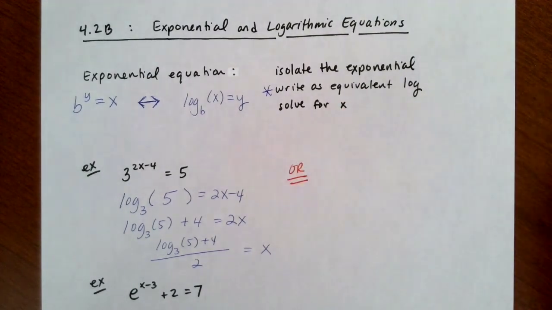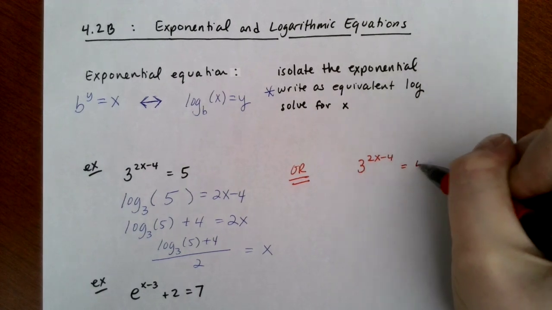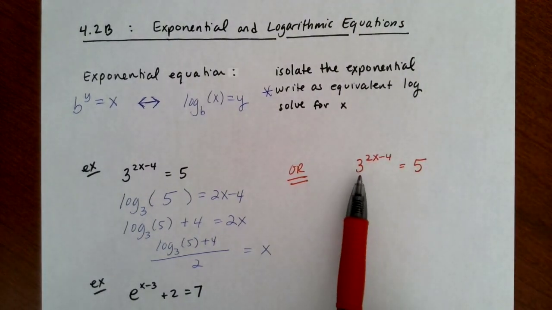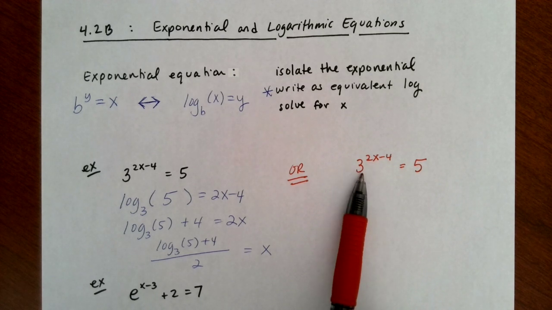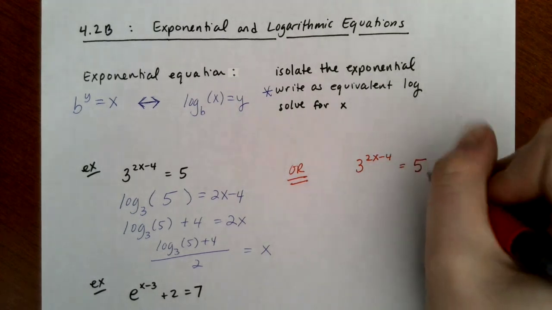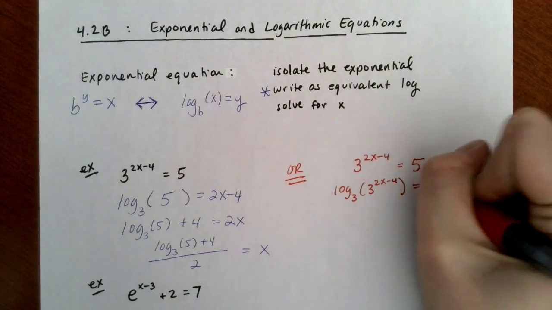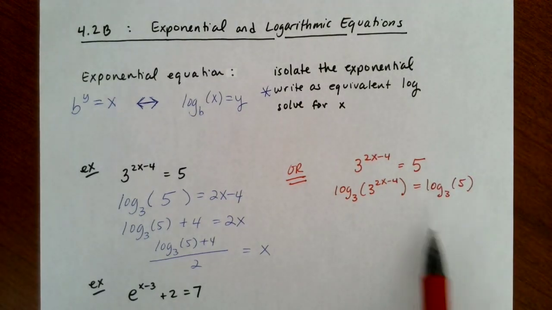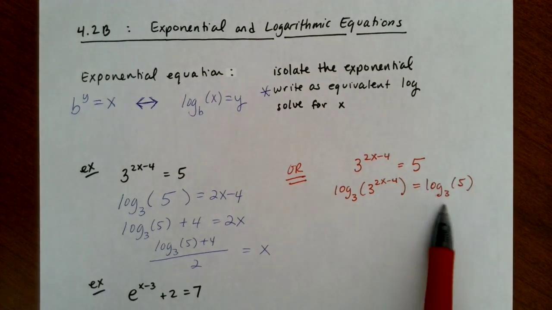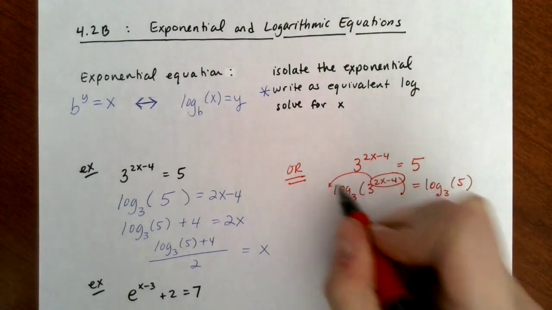So I'm going to switch colors here and just say, or when we have 3 to the whatever equals 5, because 3 is the base of this exponential, I'm going to log base 3 both sides, right? As long as I do the same thing to both sides, it's allowed. So I'm going to do log base 3 of the left equals log base 3 of the right. On the right side, log base 3 of 5 is just stuck where it is. Nothing special happens there. But on the left, the 2x minus 4 comes down.